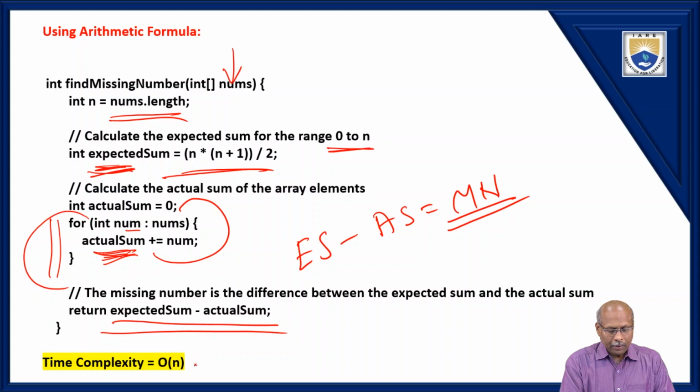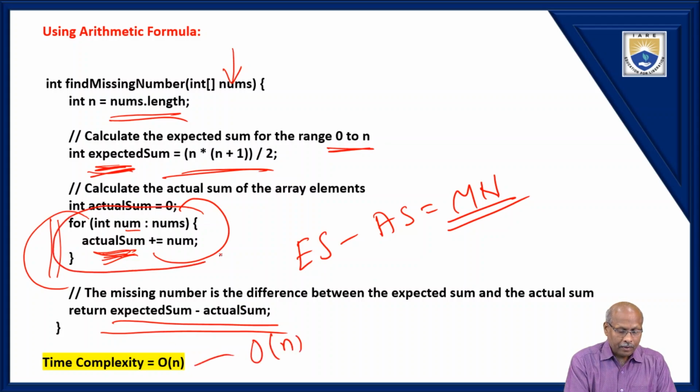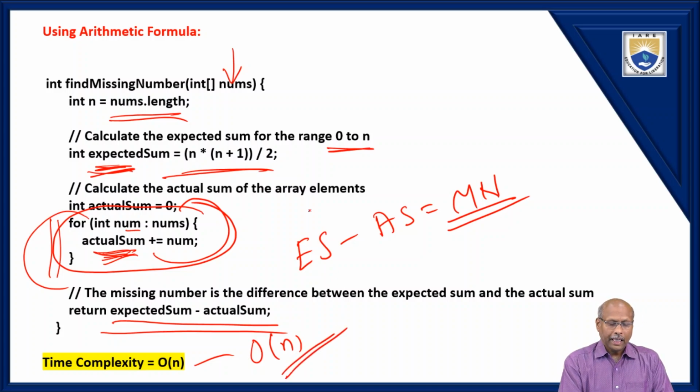Now the time complexity is order of n, because this takes time for adding the numbers 1, 2, 3, 4, because it will repeat n times. So the time complexity is order of n. Actually, calculating the expected sum is not required to repeat; it's a fixed constant time. Whereas this takes a lot of time because it has to repeat n times.